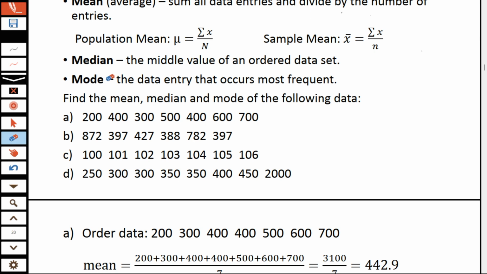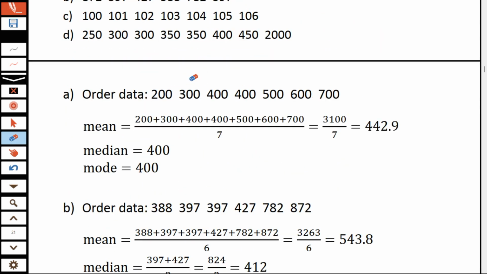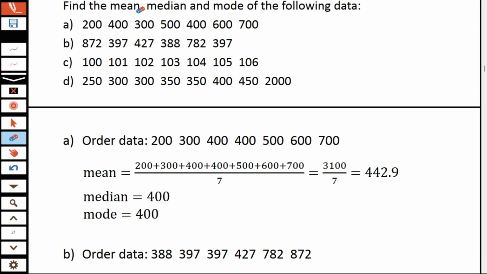What about the mode? The mode here is the data entry that occurs most frequently. That's the most occurring number in a given raw data set. So let's say when a raw data set is given to you, the number that repeats itself many times will be recorded as the mode. So here we have some examples to solve. Let's kindly follow this example for us to really understand what we have learned.